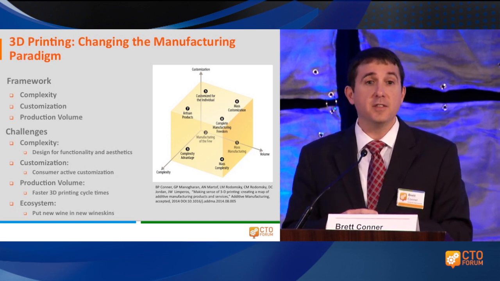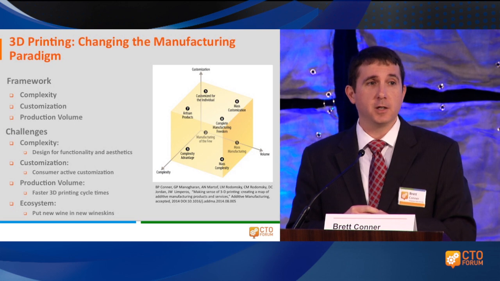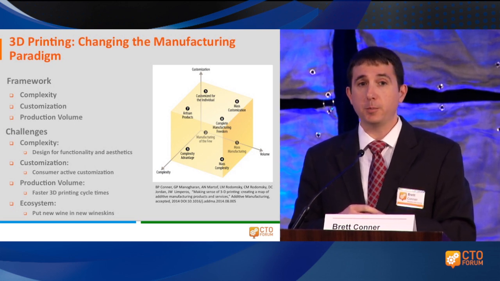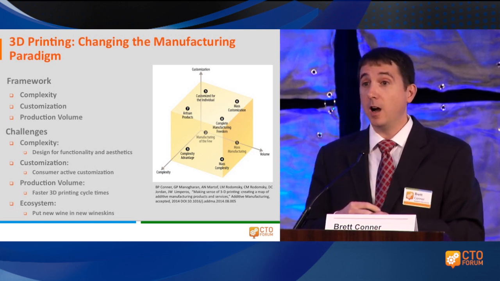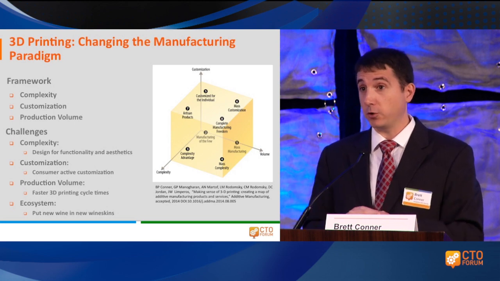And then lastly, the manufacturing ecosystem. Don't put the new wine of 3D printing into the old wineskin of the manufacturing ecosystems that we've done traditionally. We have to think differently. We have to think differently when we relate to the consumer and the customer. We have to think differently about our supply chain. We have to think differently about whether we're going to buy a 3D printing machine ourselves or whether we're going to get access to equipment from other sources and where we're going to put the equipment. So if we're going to optimize complexity and customization, we've got to think about a different manufacturing ecosystem.